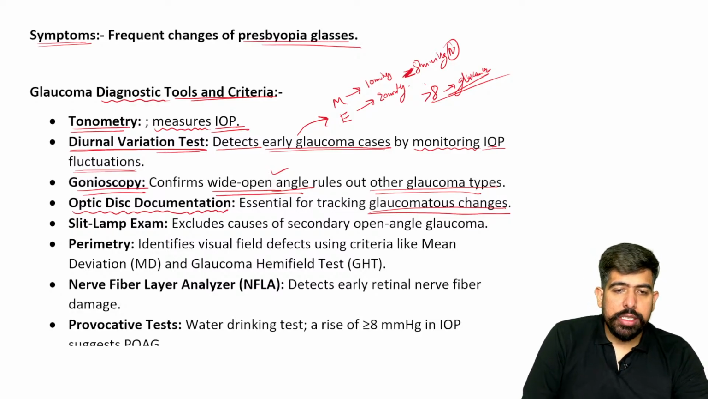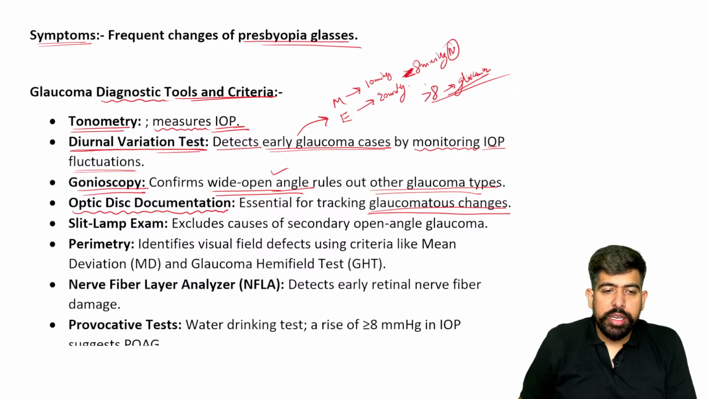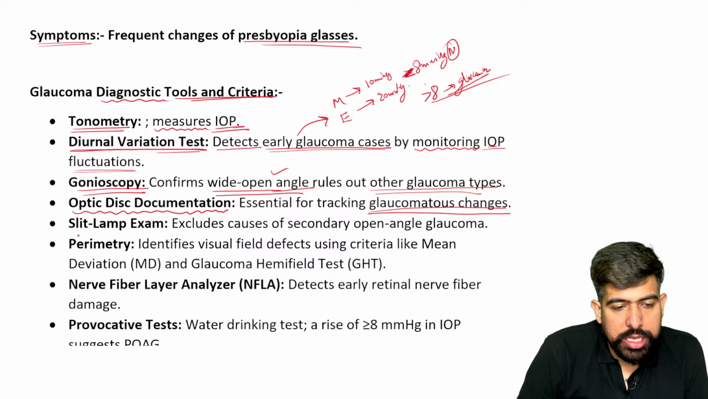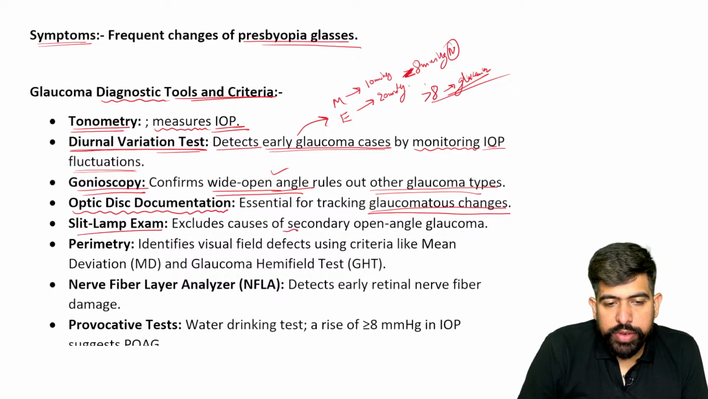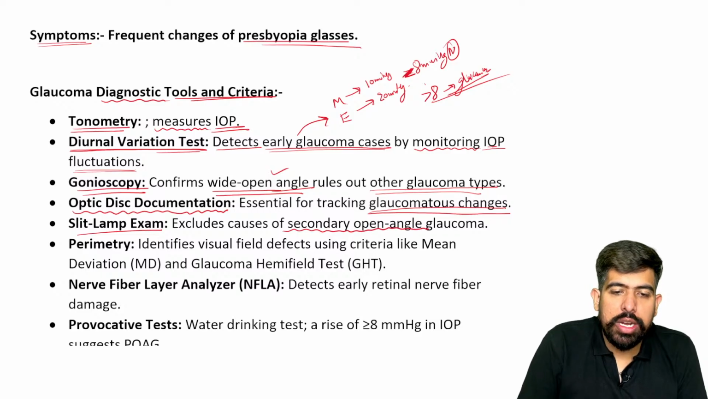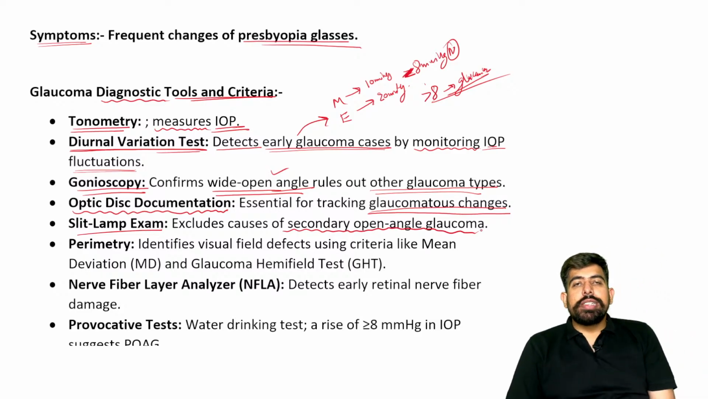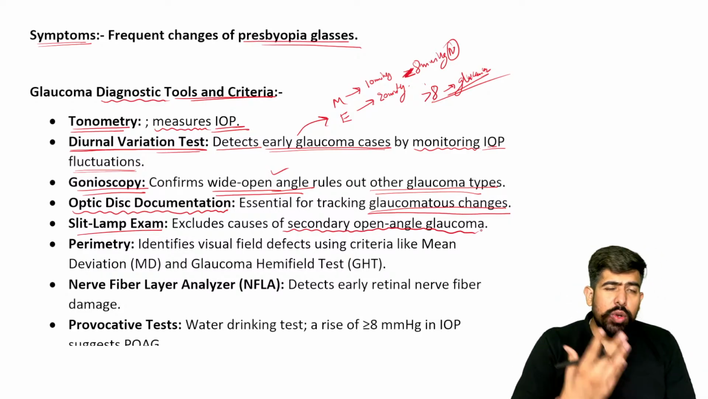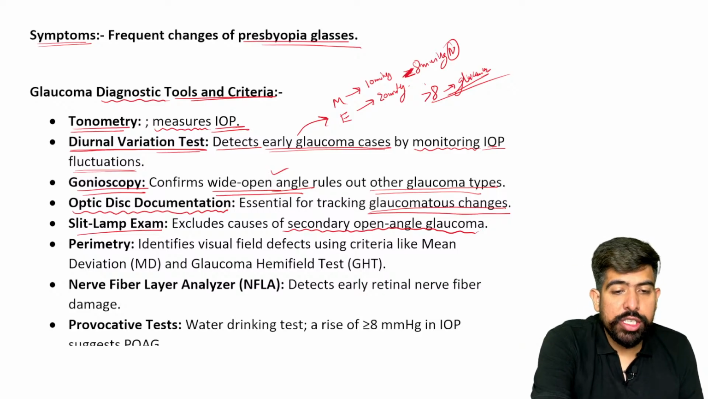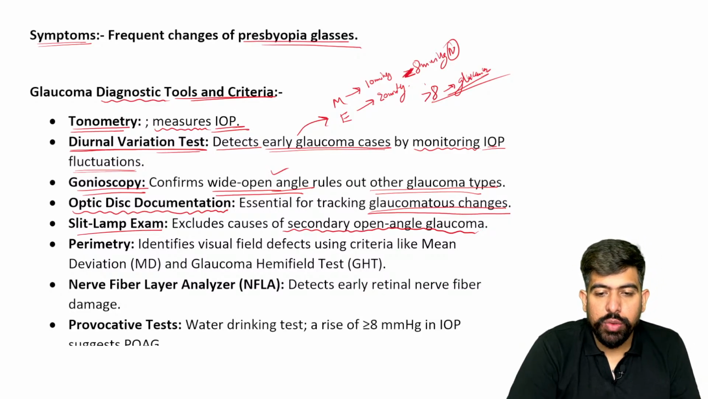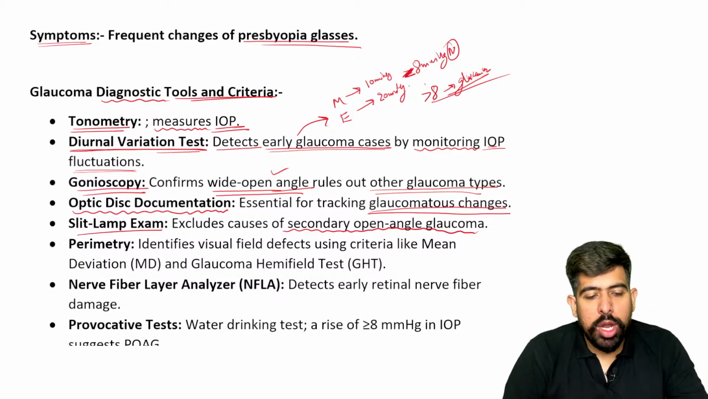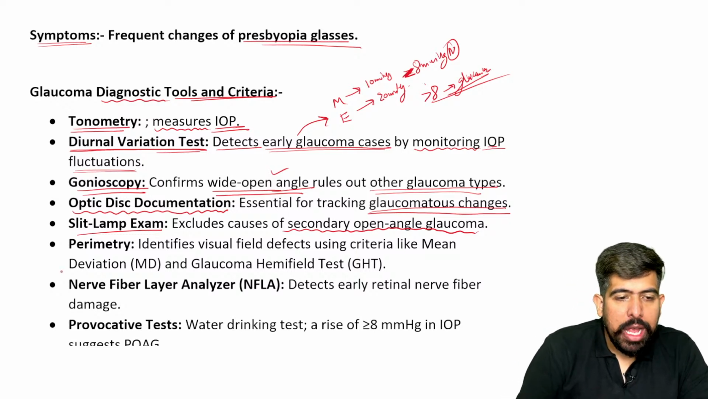Now, not only should these diagnostic tests be done, we have to examine on the slit lamp exam. We have to exclude all other causes of secondary glaucoma. Right? Is there any other pathology present which is causing the glaucoma? So we have to rule this out particularly.